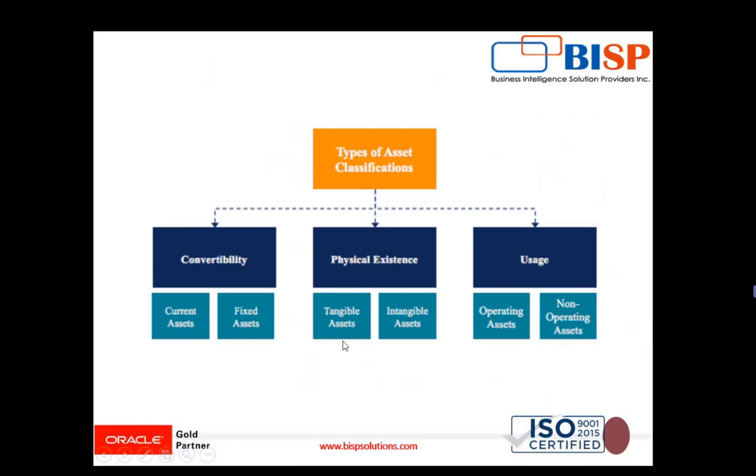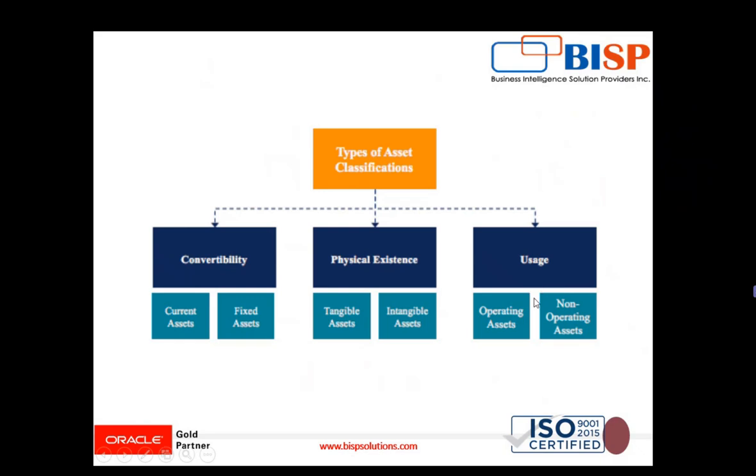Then, if we come to physical existence, first is tangible asset. Tangible assets involve land, building, machinery, equipment, cash, office supplies, inventory, marketable securities. In intangible assets, goodwill is included, patents, brand, copyrights, trademarks, trade secrets, licenses and permits, and corporate intellectual property.